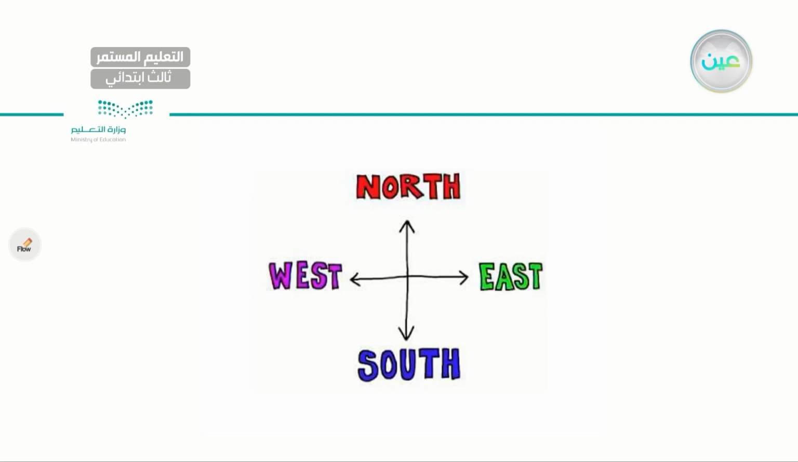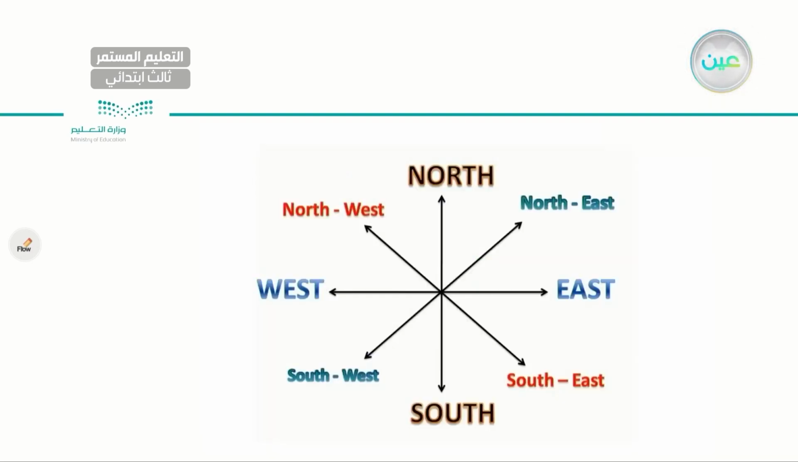Let's read them one more time. North, south, east, west. One last time. North, south, east, and west. Now, let's get into more details. Okay? What's in between north and east? That is northeast. How about between east and south? That's southeast.